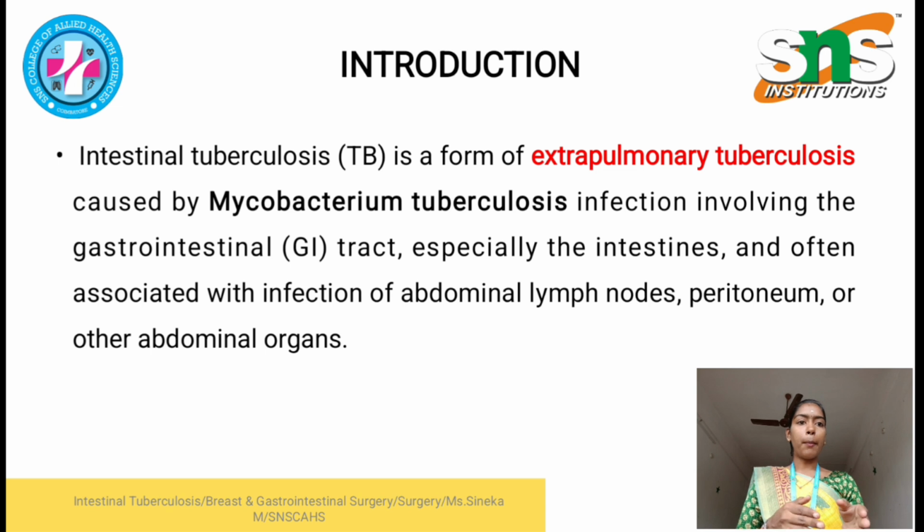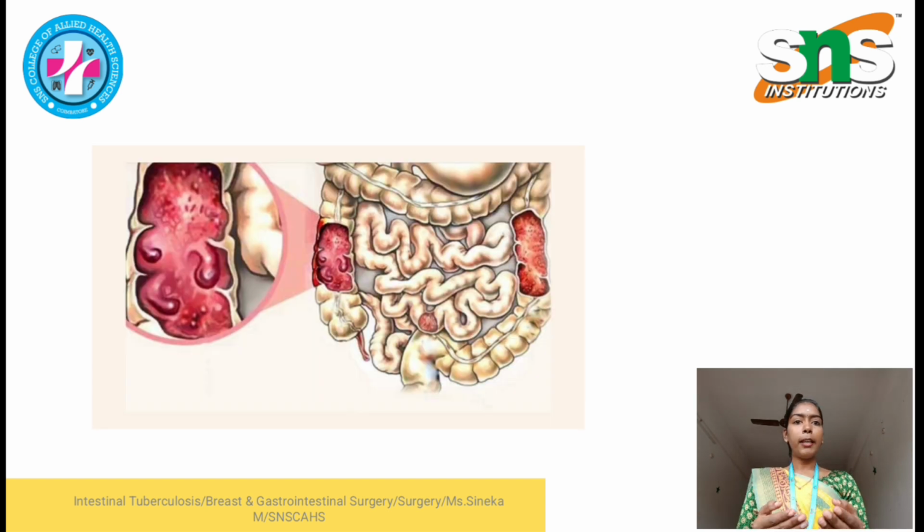Intestinal tuberculosis is a form of extrapulmonary tuberculosis caused by the same bacteria, involving the GI tract, especially the intestine, and also it will affect the abdominal lymph nodes, peritoneum and the abdominal organs. Abdominal lymph nodes protect the abdomen from microorganisms, the peritoneum is a covering of our abdominal organs, and it will also spread to abdominal organs. Here is the image of intestinal tuberculosis.